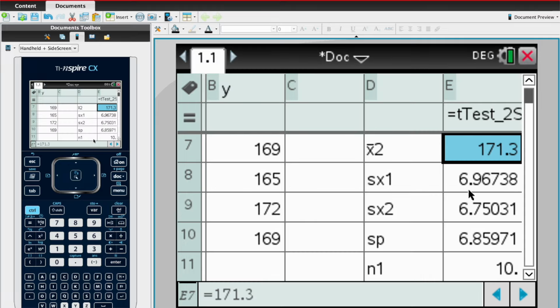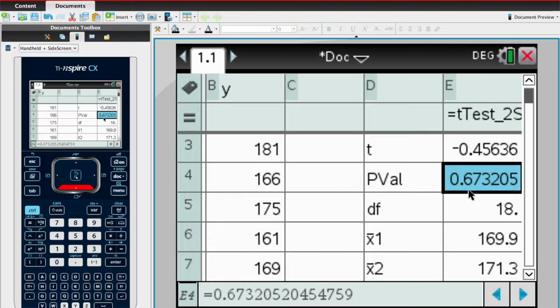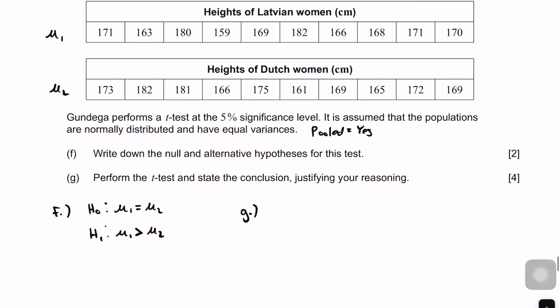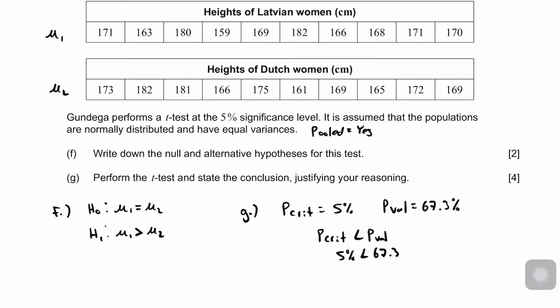Okay, there we go. And let's look for the p-value again. It looks very similar to the last one, very high again. So perform a t-test and state your conclusion. Let's compare. We're back at the document here. P-crit we said was 5%. The p-value that we found was equal to 67.3%. So what does that mean? That means that P-crit is less than the p-value, because 5% is less than 67.3.